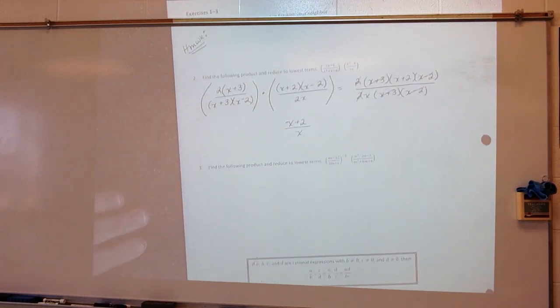Find the following product and reduce to lowest terms. It says they want us to do 4n minus 12 over 3m plus 6, to the negative second, times n squared minus 2n minus 3 over m squared plus 4m plus 4. All right, so let's see what we can do with this.